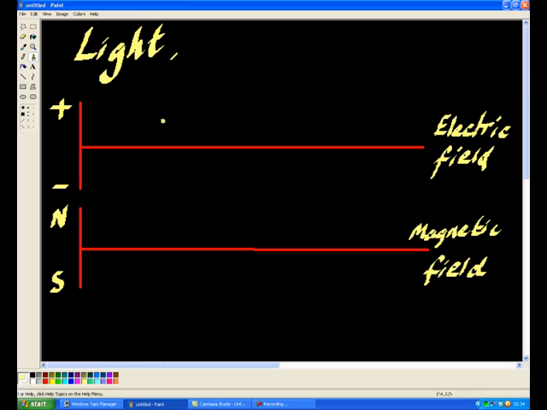Why are we studying light? Well, we're studying light because this is how the Earth receives its energy from the sun. It receives its energy from the sun through light, electromagnetic waves, shortwave radiation.